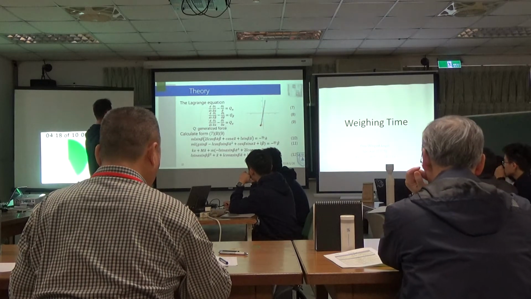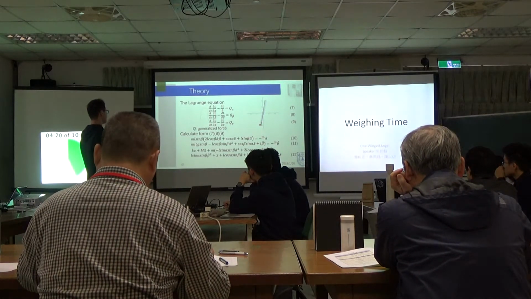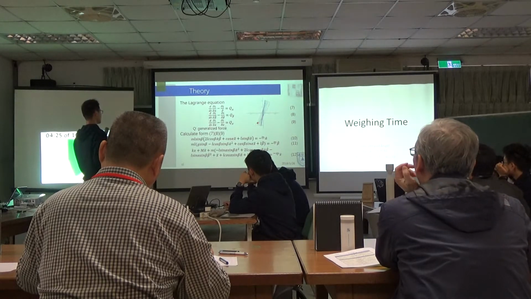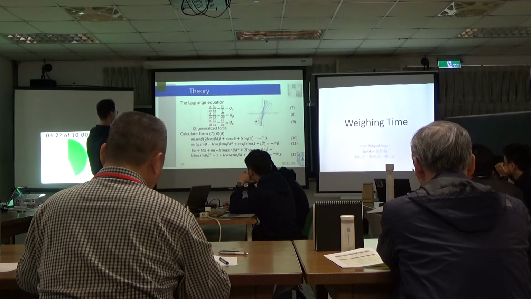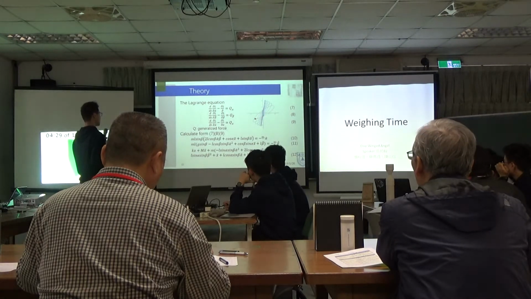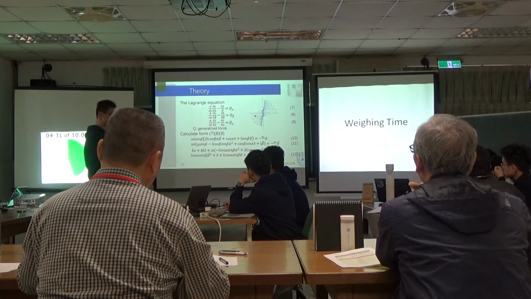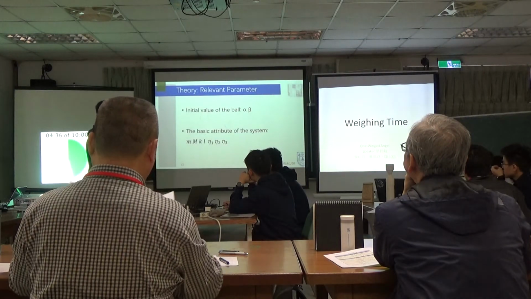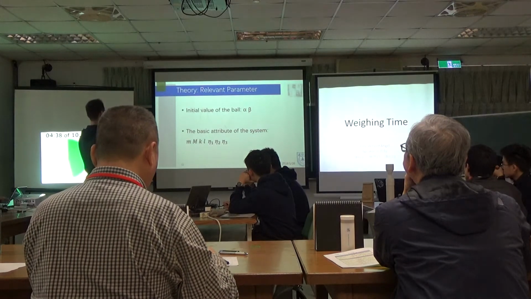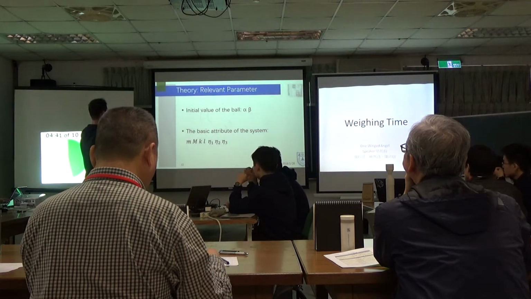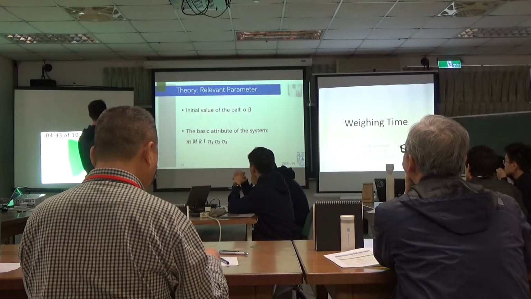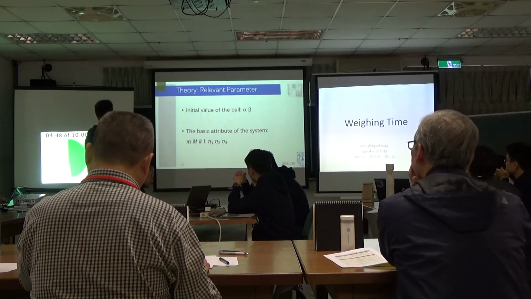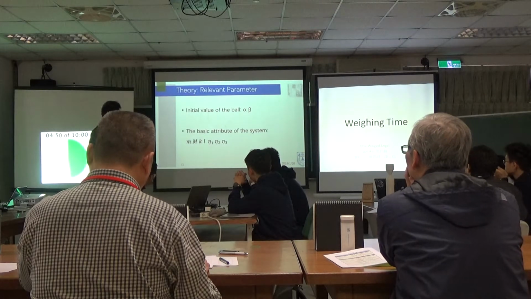We can see this is the simulation result that the mathematics makes. We use the numerical solution to get this result. We can see the motion is very similar to the experiment result. In the theory, we find out these relevant parameters. The first category is the initial value of the ball, and the second category is the basic attribute of the system.